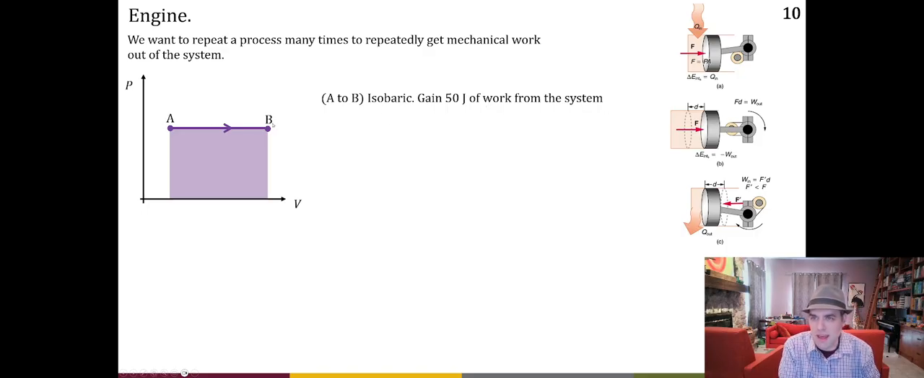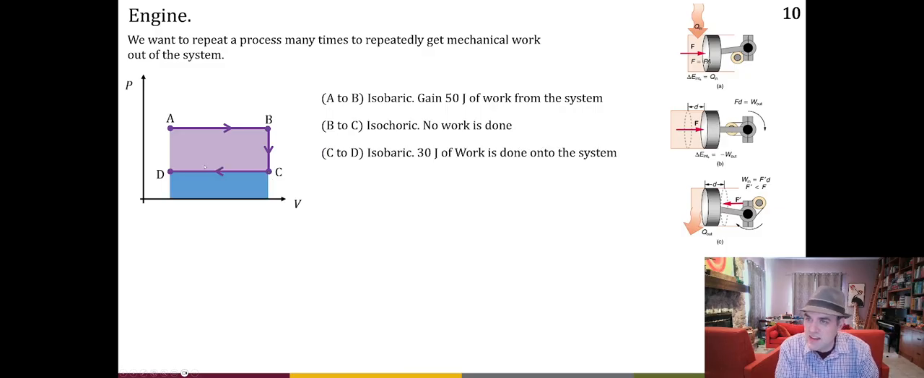Now, we want to get back to A. If we just go straight back to the left, then we're going to lose 50 joules of mechanical work because that's how much work we have to do on it to go from B to A. But we're going to do something different. We're first going to go downwards from B to C, isochoric because the volume is not changing. So no work is done here, like we mentioned before, there's no area.